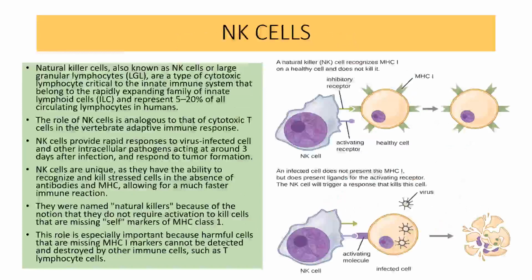Last but not the least, that is the NK cell, that is the natural killer cells. Natural killer cells are large granular lymphocytes and a type of cytotoxic lymphocyte critical to the innate immune system, and they belong to the rapidly expanding family of innate lymphoid cells. They represent 5 to 20% of all circulating lymphocytes in the human. The role of NK cell is analogous to that of cytotoxic T cells in the vertebrate.